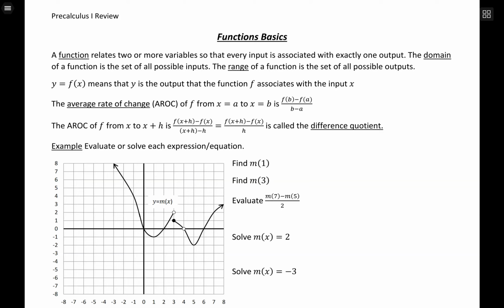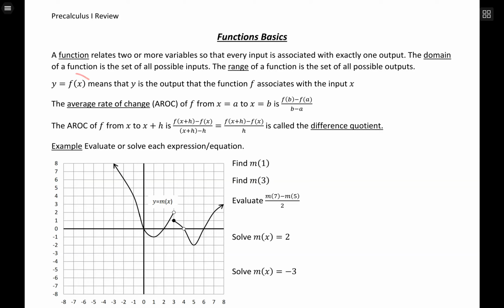So let's get a review of some function basics. A function relates two variables together, typically x and y, where x is the input, y is the output. If you needed to find the domain of a function, that would be all possible inputs, so all possible x values. Range is all possible outputs, so all possible y values.